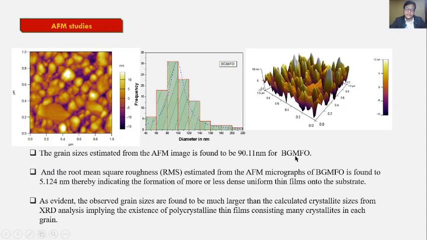deposited onto the glass substrate, and its grain size is about 90 nanometers, which is quite large compared to the crystallite size, indicating the existence of polycrystalline thin films consisting of many crystallites in each grain.